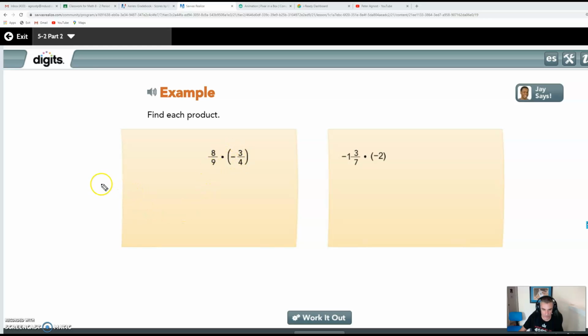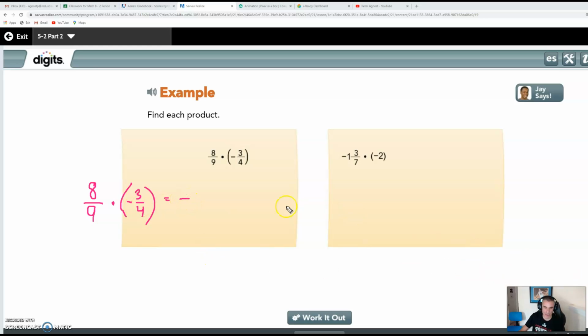All right, so I'm going to go ahead and rewrite that so it's a little easier to see. 8/9, our little dot means times, negative 3/4. All right, I like to handle these problems in 2 steps. The first step is, what is the sign of my answer? Well, I have 1 negative sign. That's odd, so I know my answer is going to be negative.